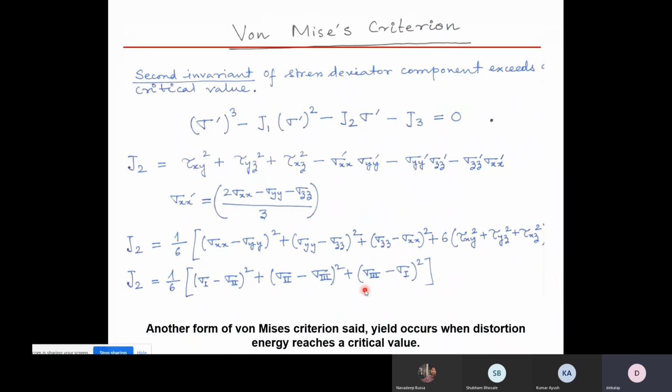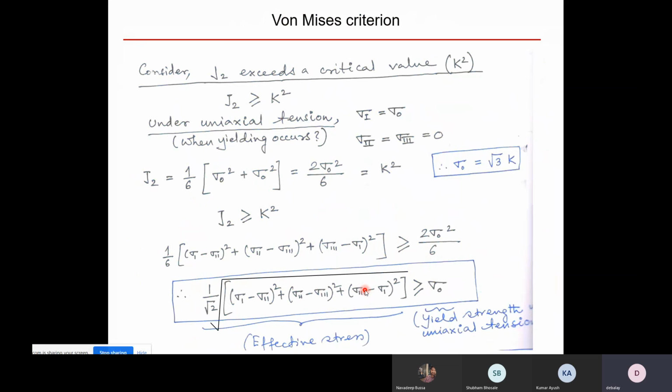The second invariant reaches a critical value, and it is also applicable for a general case and for one of the cases, like uniaxial tension. If you consider tensile condition, you take k squared, k being whatever constant you take, ultimately you will come down to this form of an expression: 1 by root 2 times the square root of (sigma 1 minus sigma 2) squared plus (sigma 2 minus sigma 3) squared plus (sigma 3 minus sigma 1) squared, greater than or equal to sigma naught.